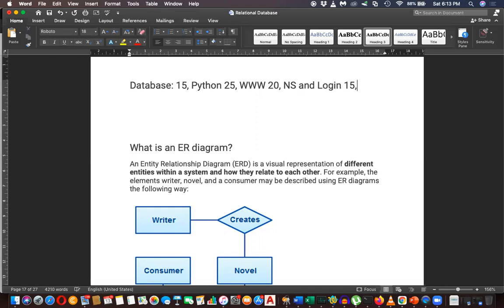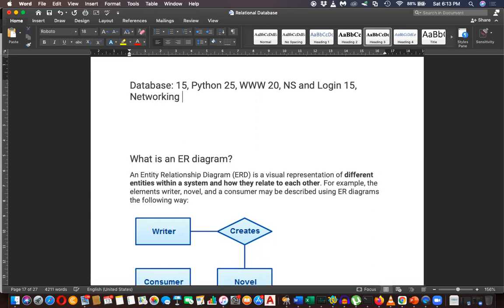Another 15 marks there. So networking, another 12 to 15 marks there in the networking part. And yes, it is database, Python, www.